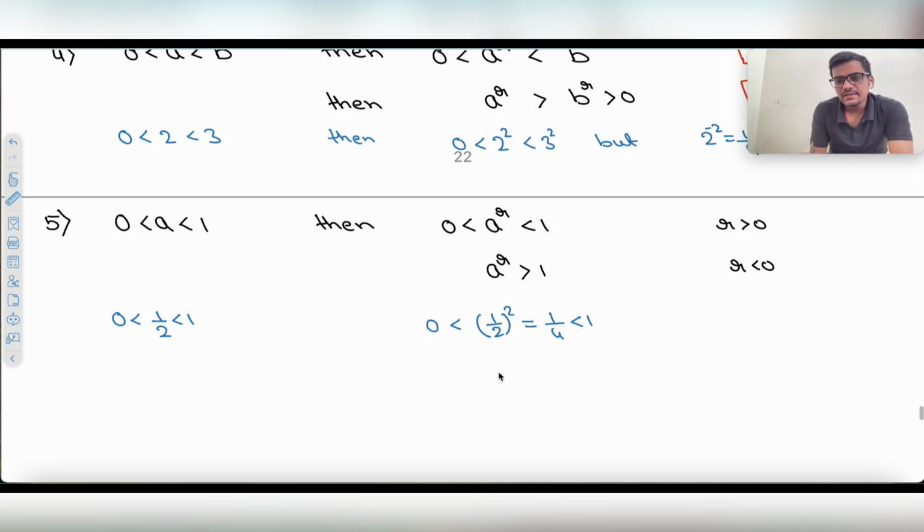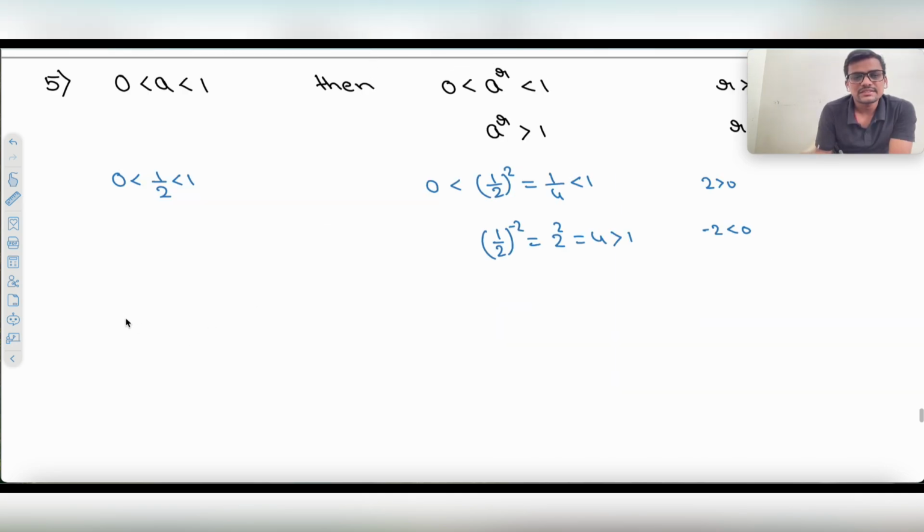But if you take 1 by 2 to the power minus 2, then this will be 2 to the power 2, that is 4, and this is greater than 1. So here the power is 2, that is greater than 0, and here the power is minus 2, that is less than 0. So this is the condition. Means in positive power, if my number is between 0 to 1, then it will be between 0 to 1 only, but in negative power it will be greater than 1.